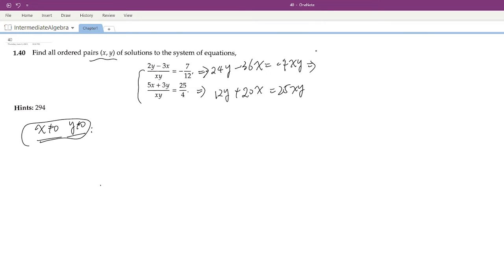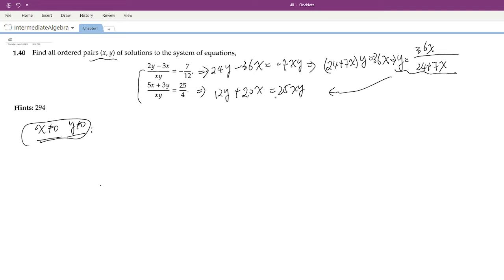So from the first one, I want to use the substitution. So I want to solve for y. So 24 plus 7x times y is equal to 36x. So we can solve y is equal to 36x over 24 plus 7x. Okay, once we solve this, we are substituting into the second part.